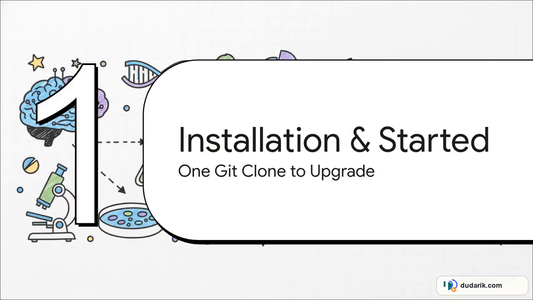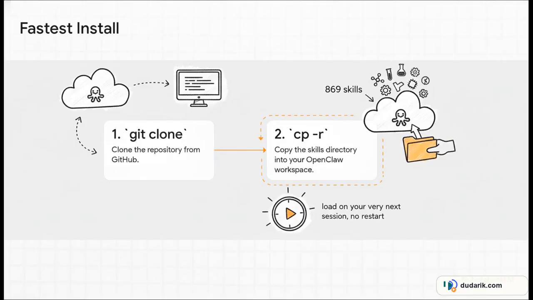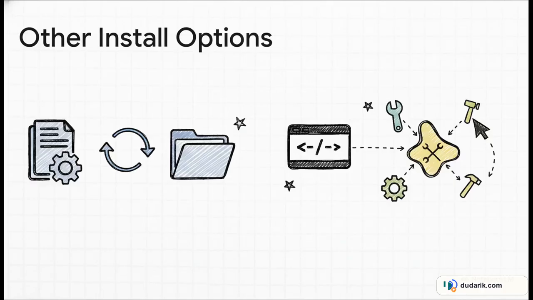So at this point, you're probably thinking, this has got to be complicated to set up. But the great news is it's incredibly simple. The subtitle here really says it all. It's basically one Git clone to completely upgrade your AI's brain. So this is the absolute fastest way to get all 869 skills. You just clone the repository from GitHub, and then you copy the skills directory into your OpenClaw workspace. And here's the best part. The skills load up on your very next session. You don't even have to restart the OpenClaw service. It's that easy.